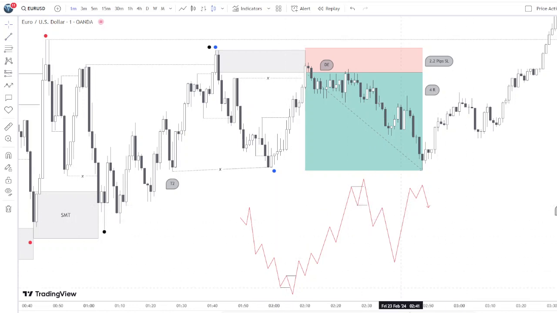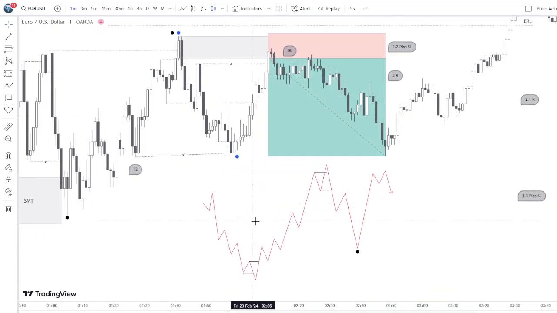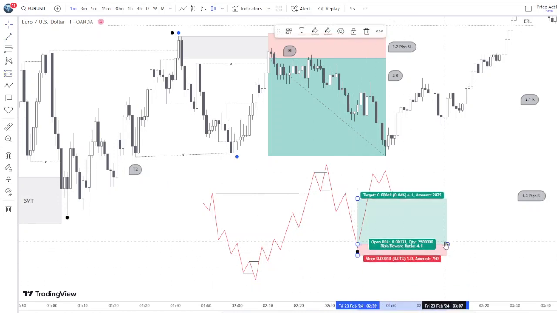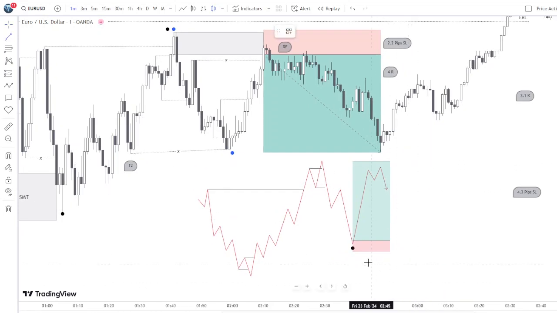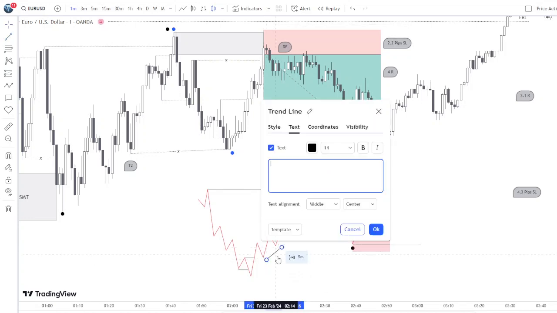Okay, let's say this spot here is where I entered. So we have a VOS here. Then we have this range. All right, so I enter here, I get a confirmation and enter here, and target my external range liquidity. But if price gives me a QM here, this becomes a failure swing, and I expect this low to be taken. It becomes liquidity, because I still have some liquidity that has not been taken here.